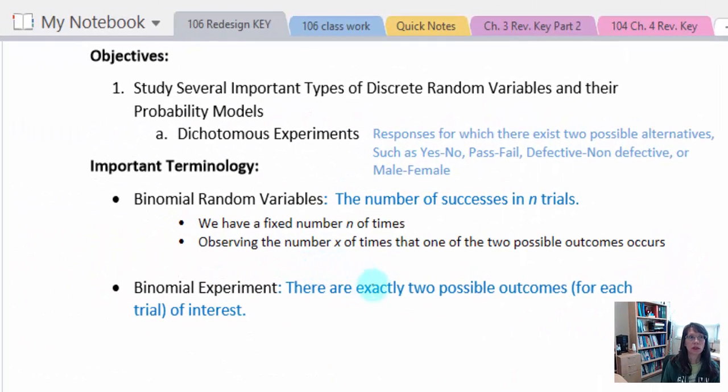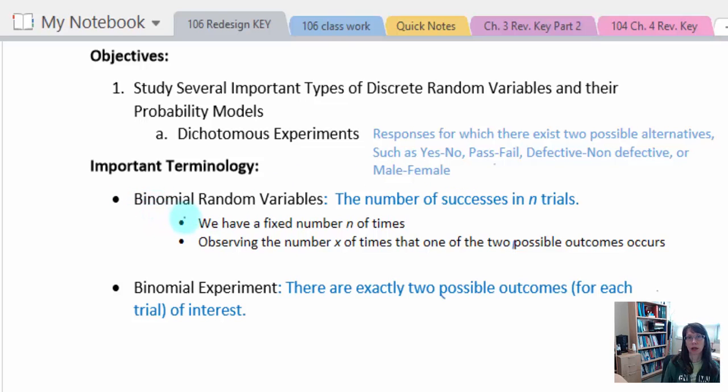We will begin our study of several important types of discrete random variables and their probability models. The dichotomous experiments result in two possible alternatives for responses. So that means we may be able to answer questions such as yes, no, or pass, fail, defective, non-defective, or male, female. There are just two options available in all those examples, so those are dichotomous experiments.